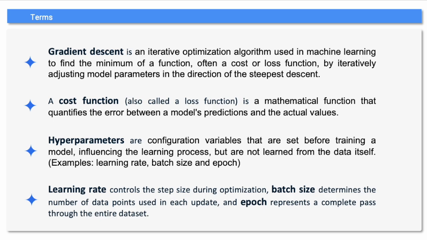Hyperparameters are configuration variables that influence the learning process. For example, learning rate, batch size, and epoch. Learning rate controls the size of the adjustments made while iterating through the training process. Batch size determines how many data points are taken into consideration in each iteration. And epoch controls how many complete passes through the training data are performed.